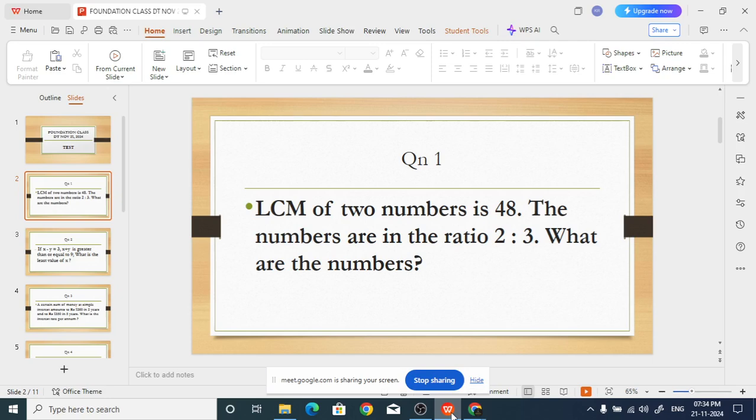Yes, sir. LCM of two numbers is 48. The numbers are in the ratio 2:3. What are the numbers? It is not difficult. At the same time, it's not easy. It's a little tricky. Normally, they give the numbers and ask you to find LCM. Here, LCM is given and they're asking you to find the numbers. Ulta. The question is somewhat ulta.